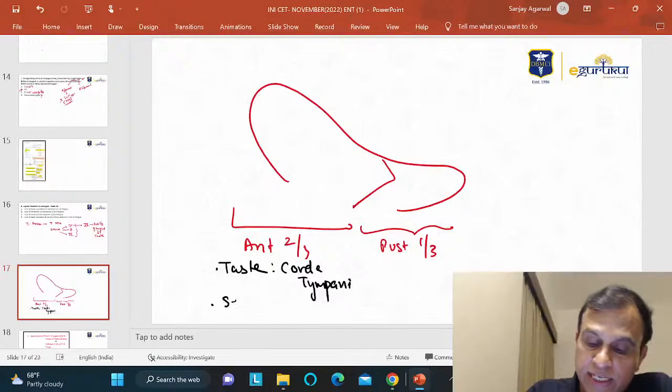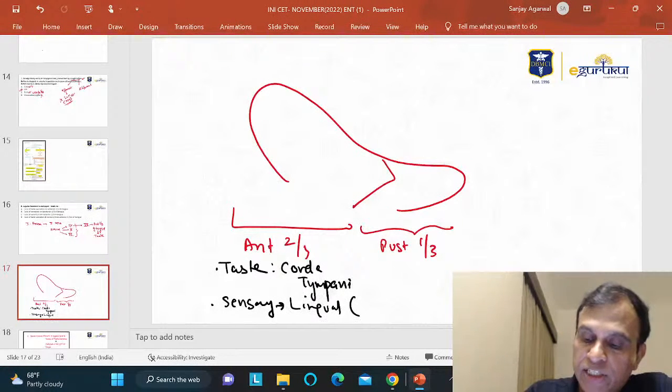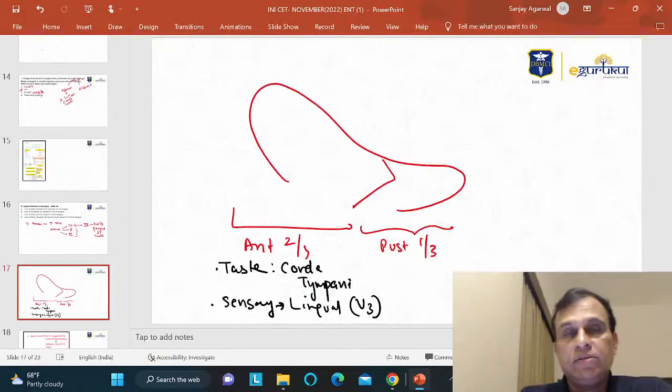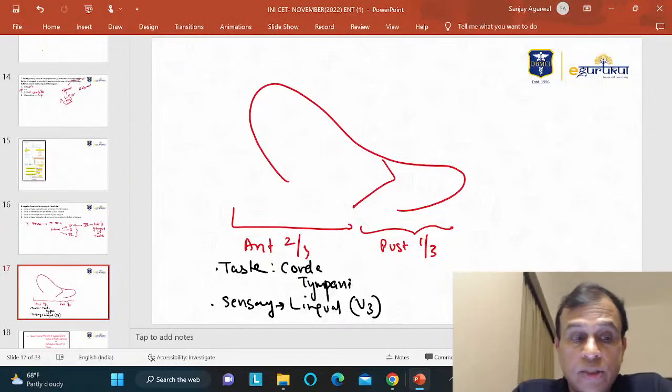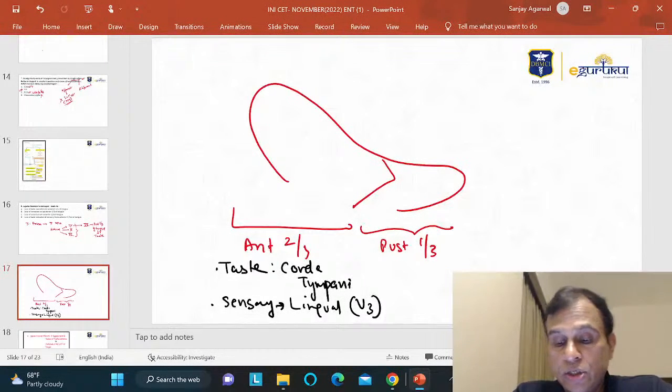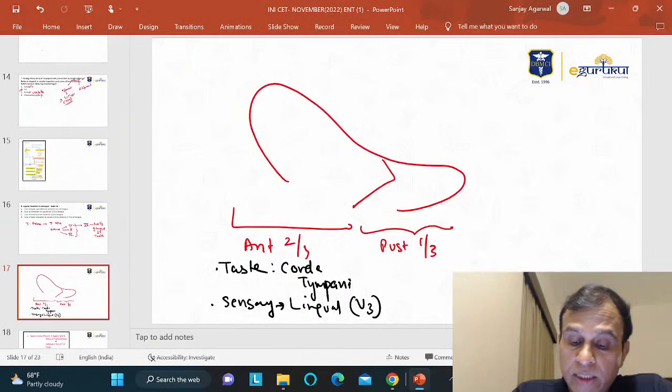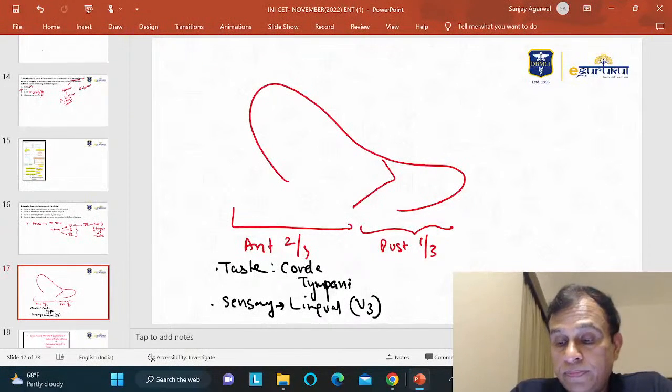The sensory of the anterior two-third is supplied by lingual nerve. Lingual is a branch of mandibular division of trigeminal, V3. And again, trigeminal or any branch of trigeminal is nowhere close to the jugular fossa. So these 2 nerves cannot be damaged in the jugular fossa problems. Therefore, anterior two-third will have no problem.